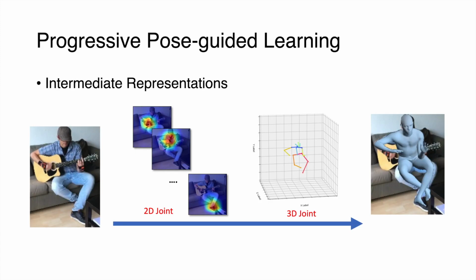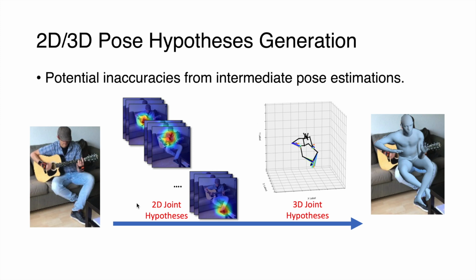To address the challenges we mentioned before, we propose the idea of progressive pose-guided learning. Instead of regressing directly to the final 3D human mesh, our method utilizes 2D and 3D poses as intermediate representations and predicts them in a stepwise manner before deriving the final SMPL parameters. During this process, we use 2D and 3D poses as guidance to extract joint-related features.